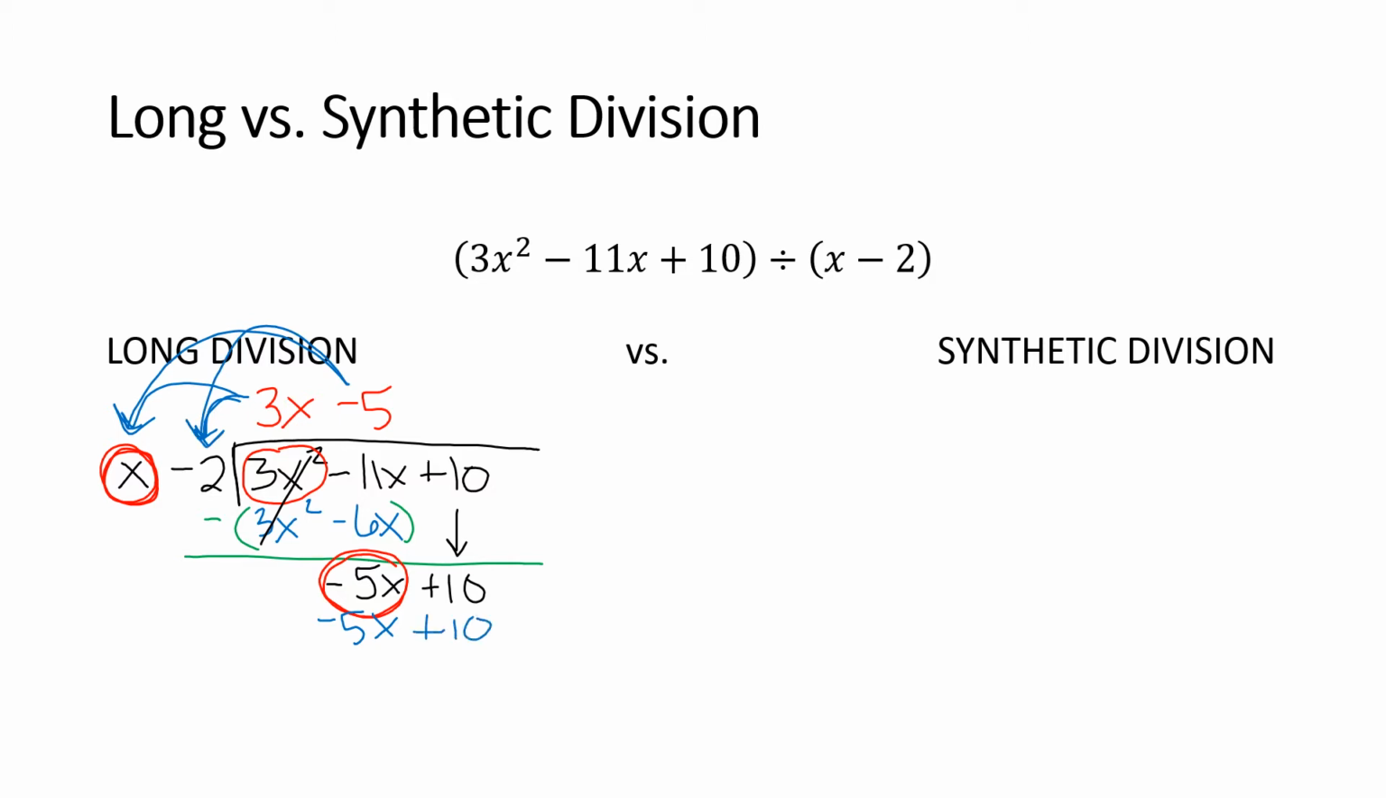Once we've stacked those, again, we're going to subtract. So we're going to subtract row 1 and row 2. Negative 5 minus negative 5 is 0, that cancels out. 10 minus 10 is 0, that cancels out. We have no remainder, so our answer would just be 3x minus 5.